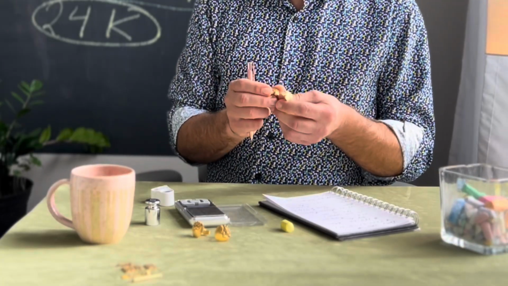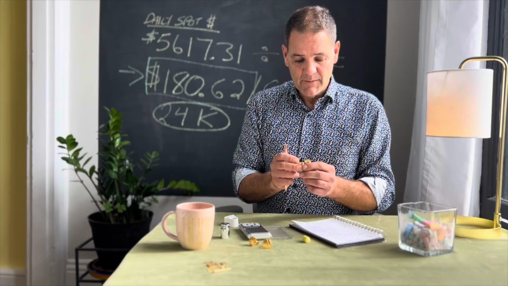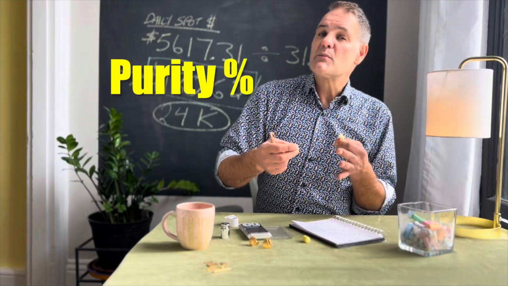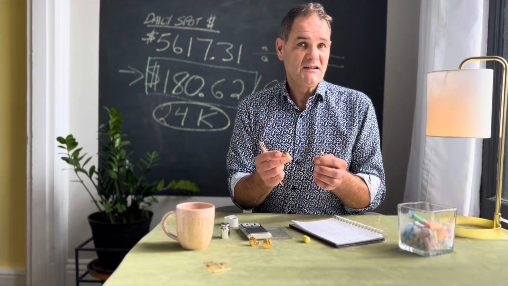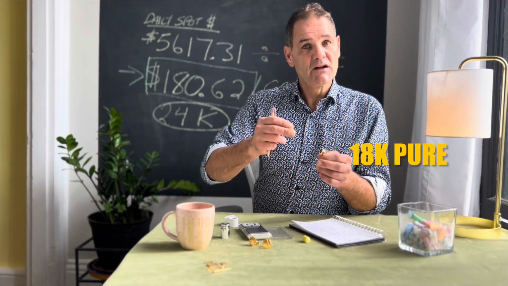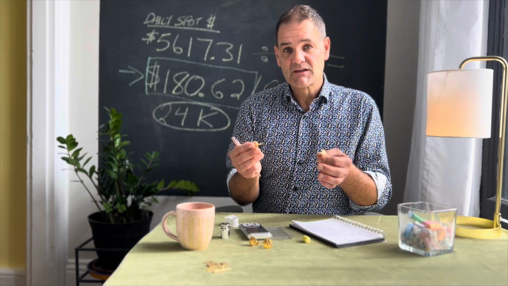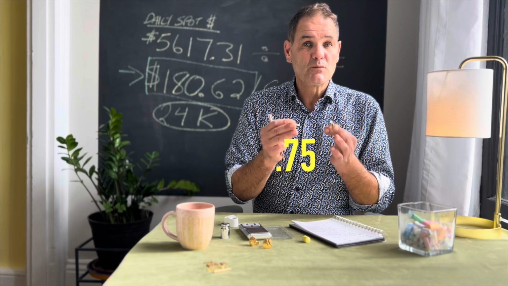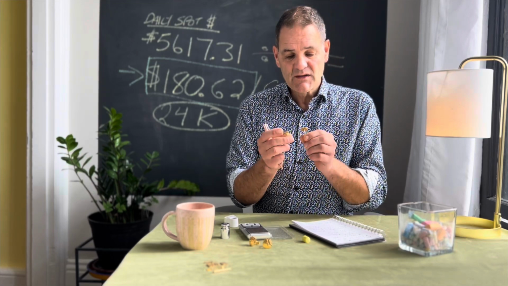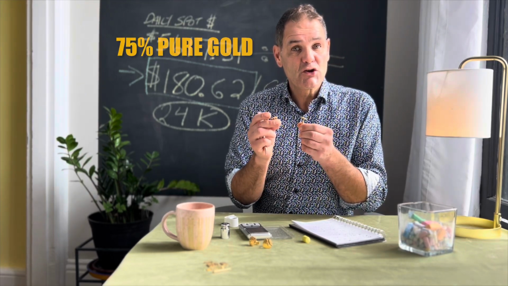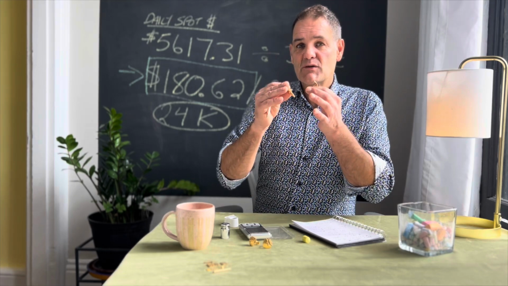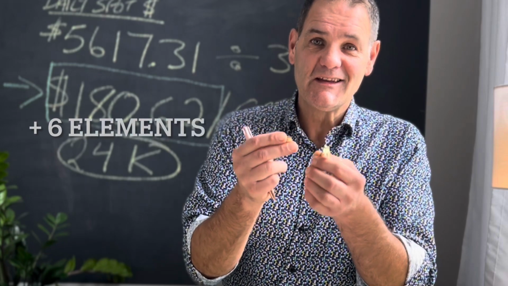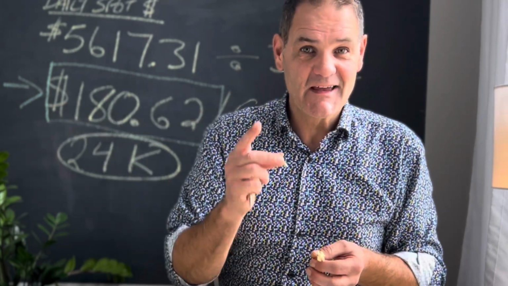So how do you do it for 18 karat gold? So these two cufflinks are 18 karat. First you've got to figure out the purity. The purity of 18 karat is 18 parts pure, 6 parts other elements. Or you can divide 18 by 24, which will give you 0.75. So these are 75% pure gold. And that's 75% 24 karat gold, which ultimately makes 18 karat when you add the other 6 elements.